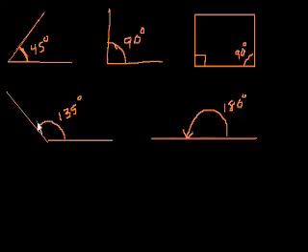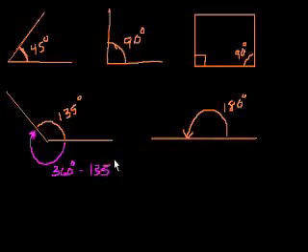And then you can keep going. If this angle here is 135 degrees, you can also measure this angle right here. Let me do it in a different color just to add some variety. The angles in a circle are 360 degrees. So if this is 135, this magenta angle would be 360 degrees minus 135 degrees. And that's equal to 225 degrees.